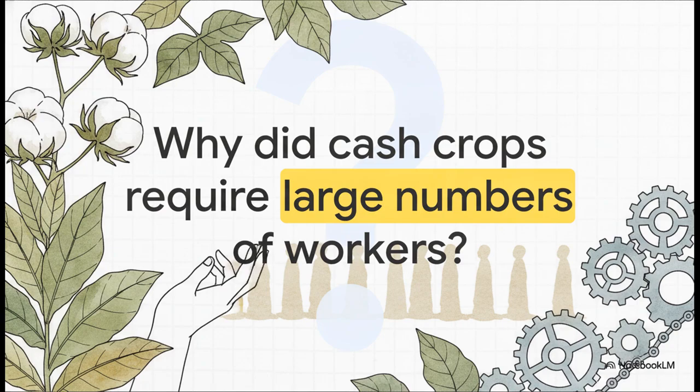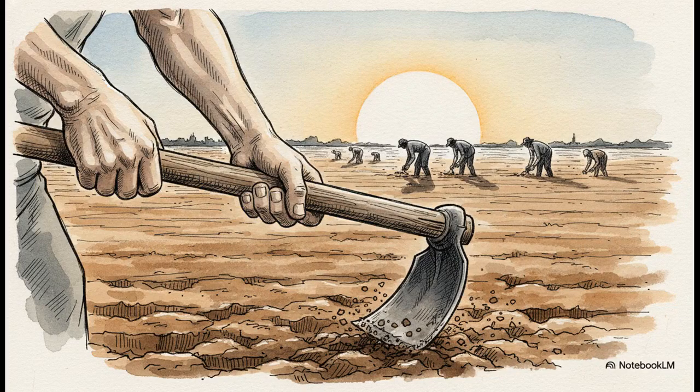I want you to pause for a second and really think about this. Why did these specific cash crops require such incredibly large numbers of workers? What was it about cotton or tobacco that made the demand for human labor so astronomically high? Well, the answer is simple, but it's brutal.